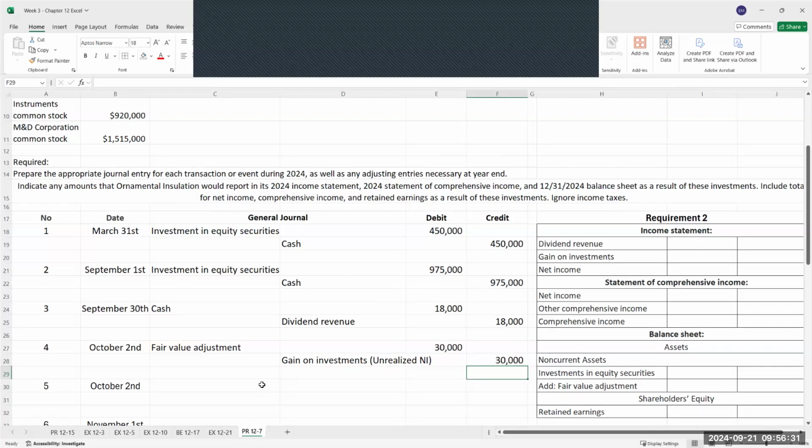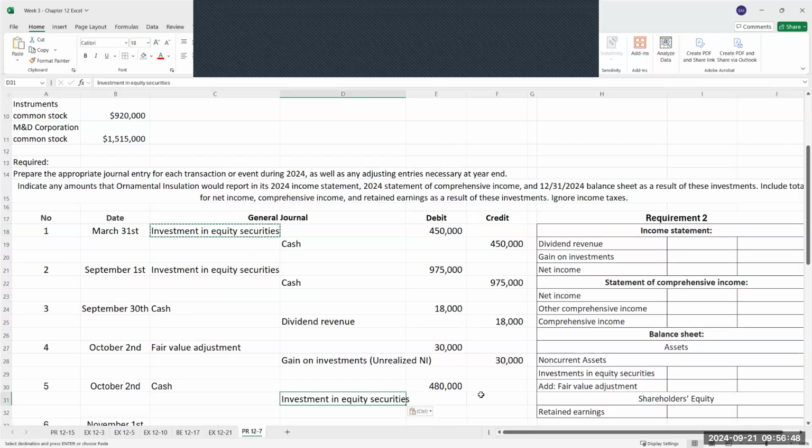So now the next step is to actually record the sale. It lets us know that we received $480,000. Then from there, we write the investment in equity securities off the books. So we credit investment in equity securities the full amount of $450,000.